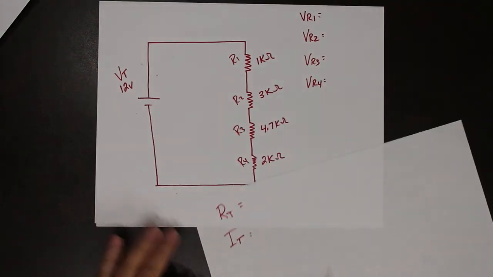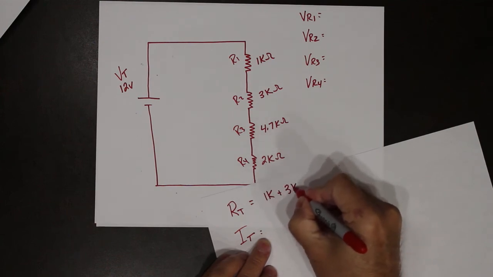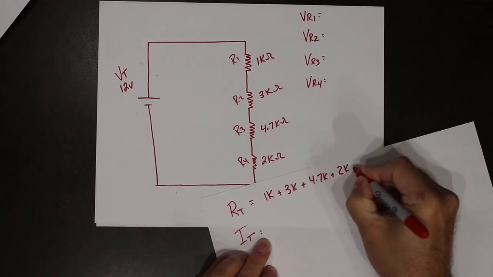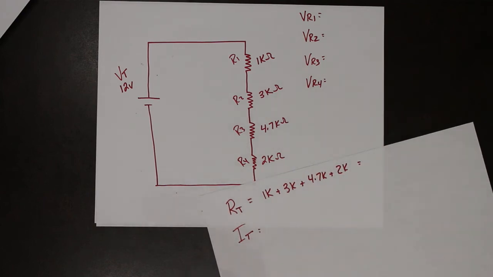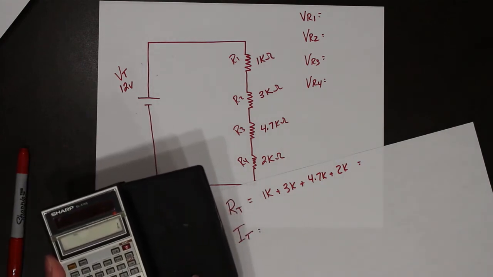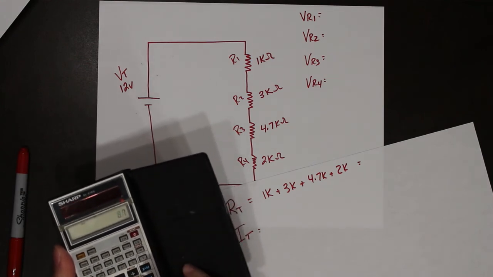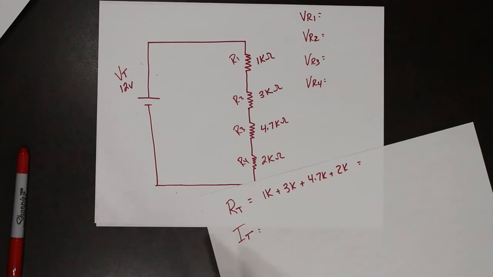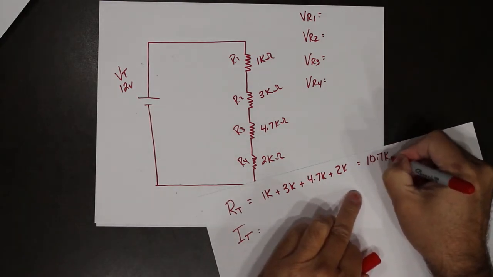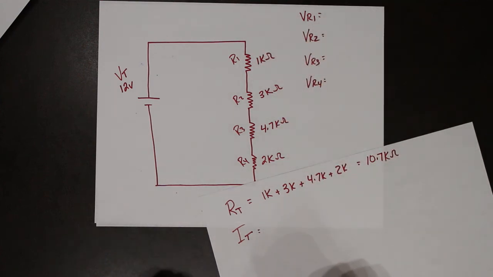So R total is 1K plus 3K plus 4.7K plus 2K. So we put that into our trusty calculator. 1 plus 3 plus 4.7 plus 2 equals 10.7K. So 10.7 kiloohms. So our total resistance of the circuit is 10.7 kiloohms.